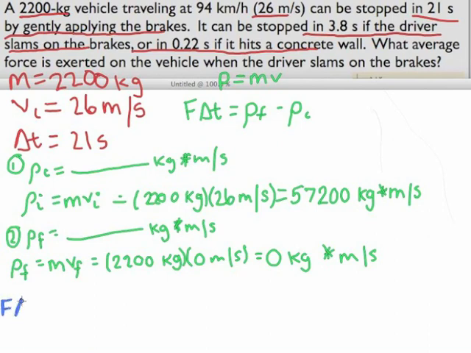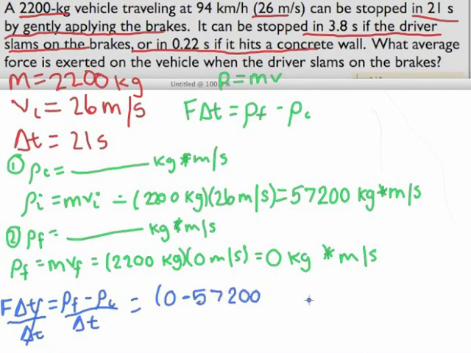So we'll have our force, our momentum is equal to our final minus our initial. Okay, so we can take both sides and divide them by the change in time. And then we can go ahead and plug in our numbers, and that'll give us our force. So we'll have our final momentum, which is 0, minus our initial, which is 57,200 kilograms meters per second, and we'll divide by our time.